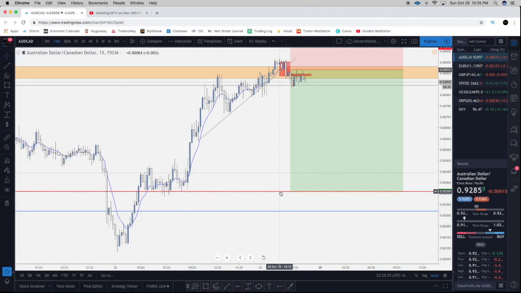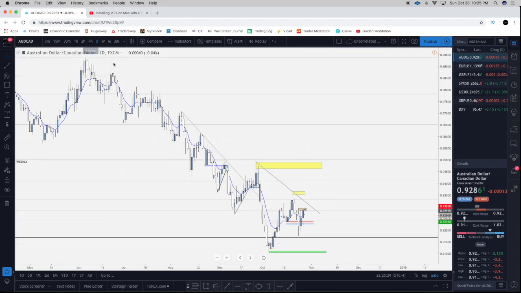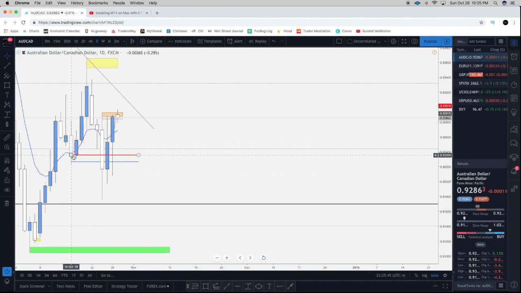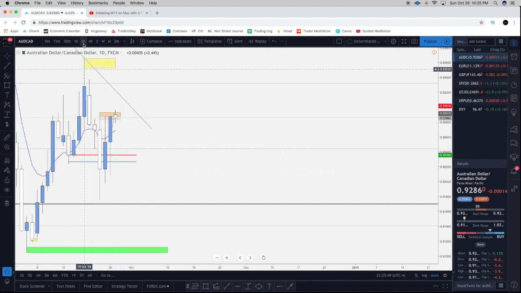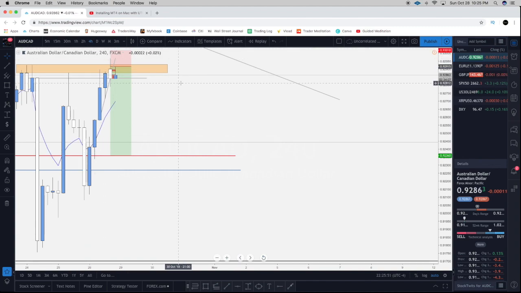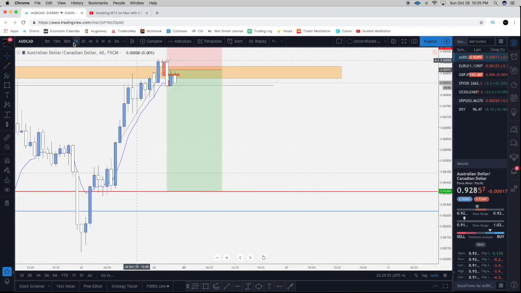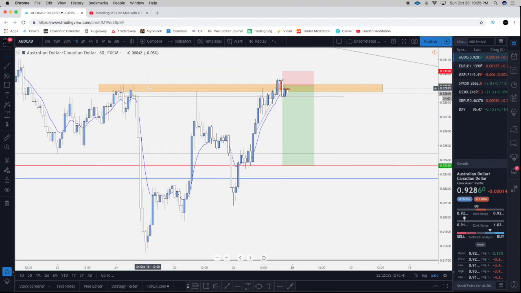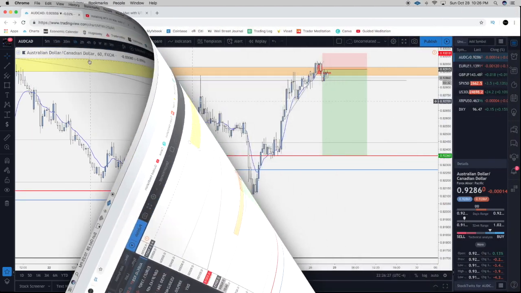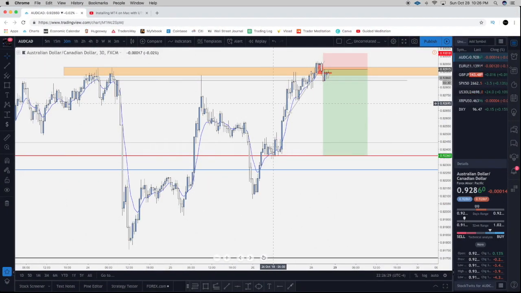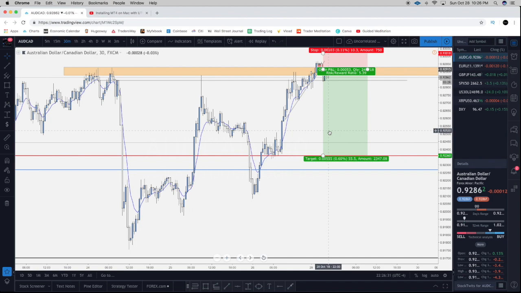The reason why I'm looking for this as a TP, my take profit that is, on my daily time frame, this is a level of support, and this is why I'm looking to take price down to that level. So we're looking to take Aussie dollar CAD for 55 pips, risking 10 pips.